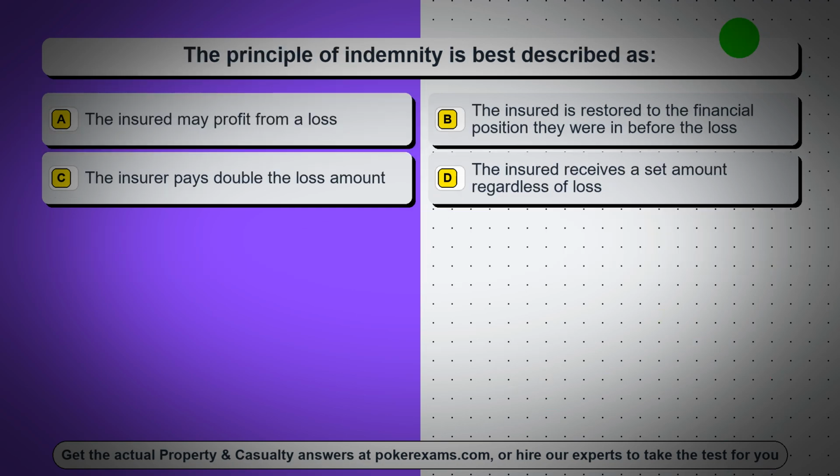Question 49. The principle of indemnity is best described as option A, the insured may profit from a loss. Option B, the insured is restored to the financial position they were in before the loss. Option C, the insurer pays double the loss amount.